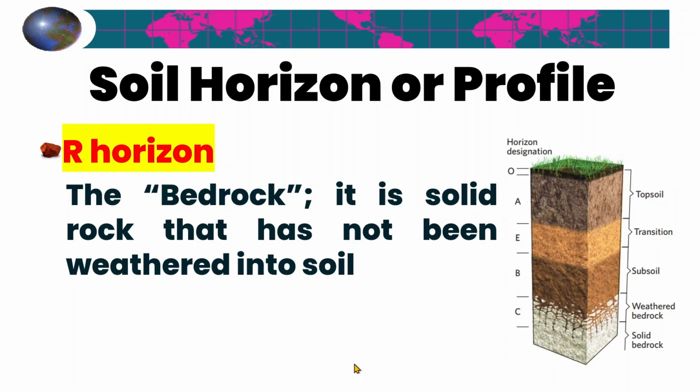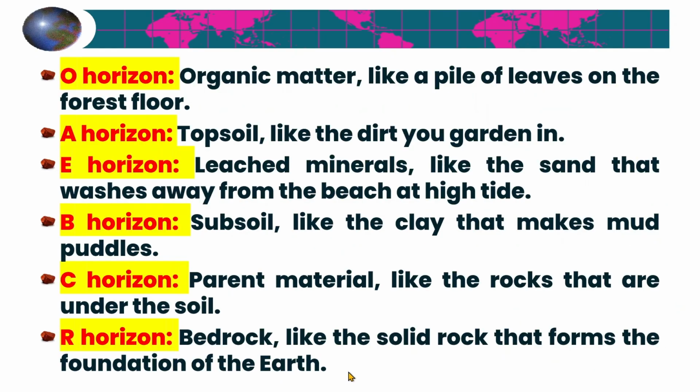Now that we've gone through each layer, let's wrap up what we've learned so far about soil and its horizons. To summarize, O horizon is where organic matter is, like a pile of leaves on the forest floor. A horizon is the topsoil, like the dirt you garden in. E horizon is where leached materials are, like the sand that washes away from the beach at high tide.